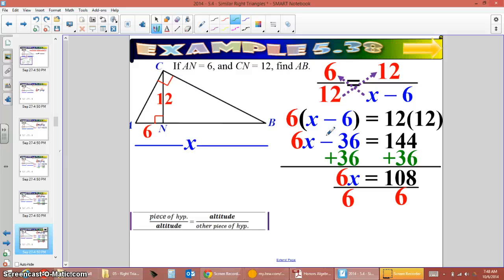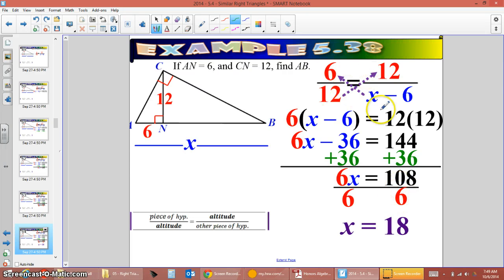Something's wrong here. 144 plus 36 is not equal to 108. So we've got a little bit of a mistake here in the math. Let's take a look at it. Okay, so besides the little addition mistake here, you get the idea.